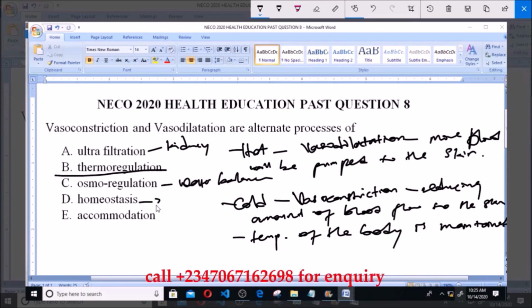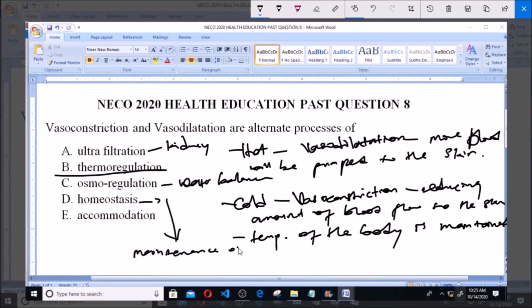Now, homeostasis in general is the maintenance of a constant internal environment. Homeostasis covers ultrafiltration, covers thermoregulation, and covers osmoregulation. So the general term for all this is homeostasis.